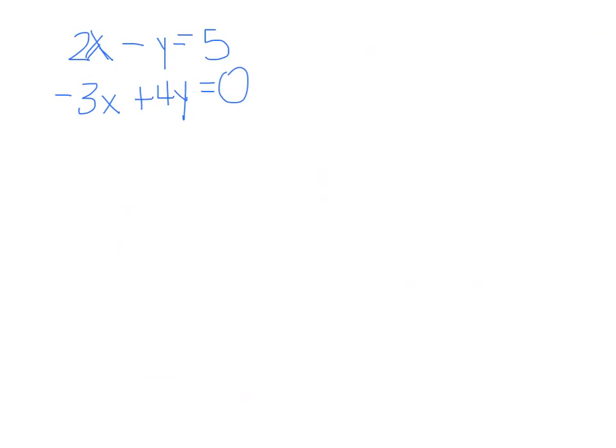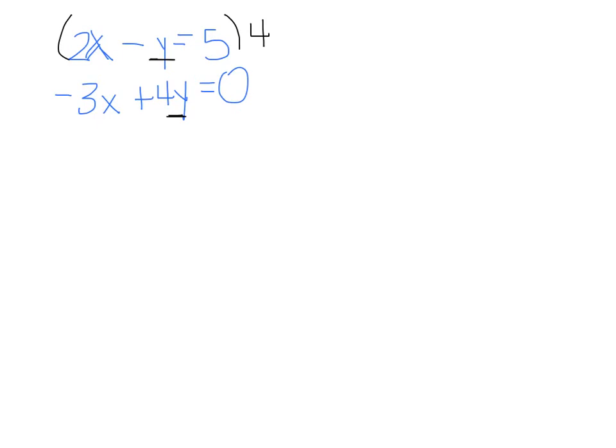Okay, as you can see in this problem, if I were trying to solve this by elimination, I can't simply add the two equations together because neither x nor y have matching coefficients, so nothing's going to be eliminated. So what I have to do is figure out which coefficients I want to match. I'm going to try matching the y's, because all I have to do to make them match is to multiply this first one by 4.